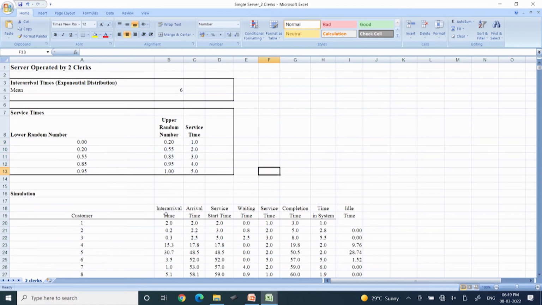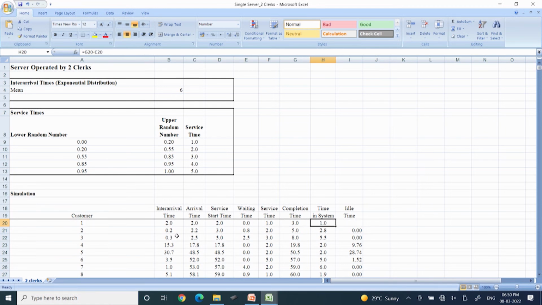Now, what is the difference between the previous case and this case? Previously the service time is more because there is only one clerk, but now the service time is decreased. When the service time is decreasing, we are going to see what the average waiting time is. The inter-arrival time is the same as usual because it follows an exponential distribution. Then arrival time, service start time, waiting time, service time, completion time and time in system.